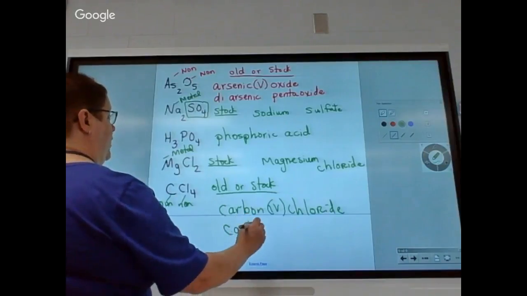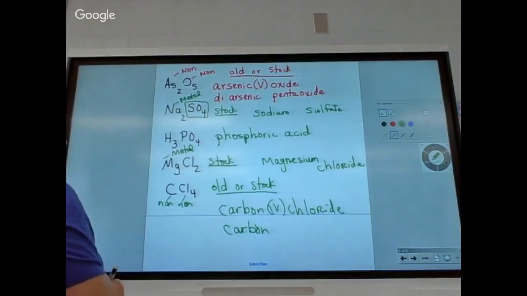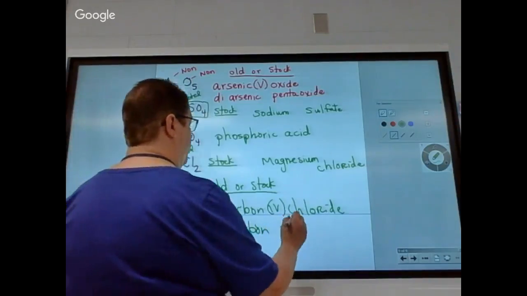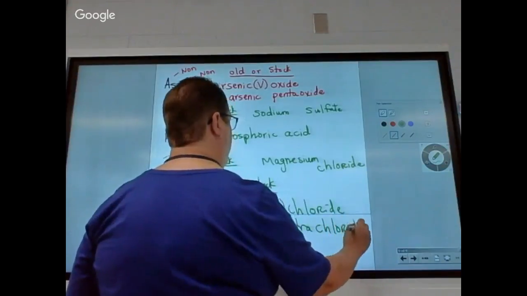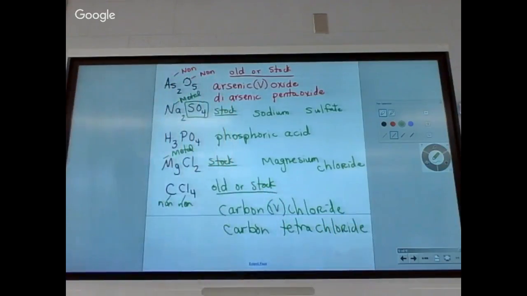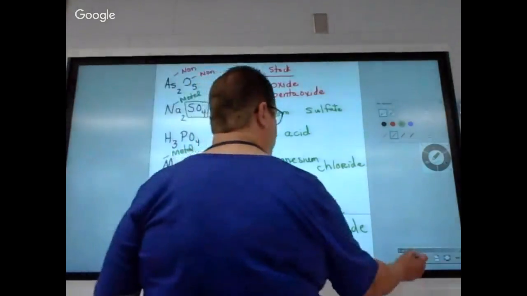carbon, no prefix or need a prefix? No prefix. And then tetrachloride. Are we okay with how to write names? Yeah. Okay. I know that's a little cumbersome to go through all that, but that's what you have to do. All right. So let's talk formulas.